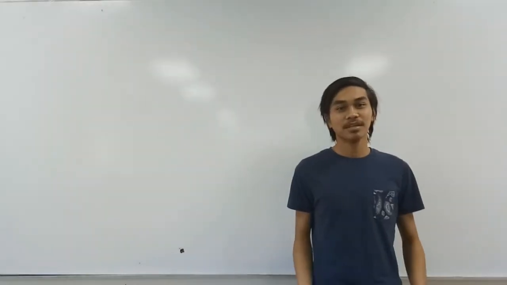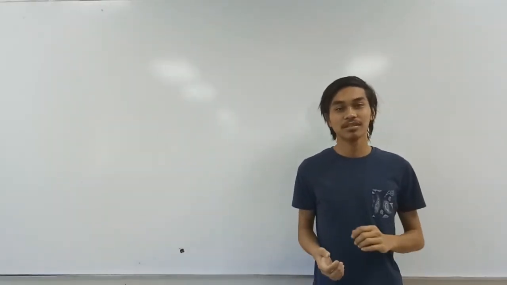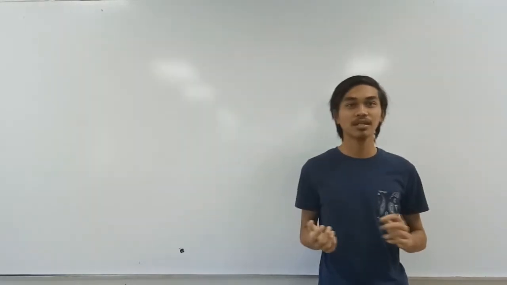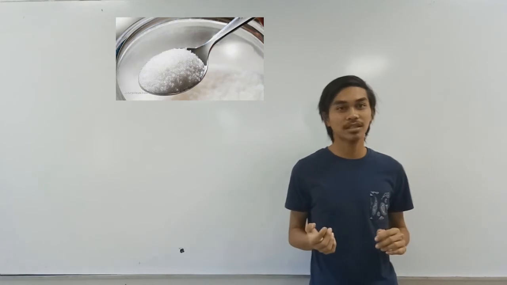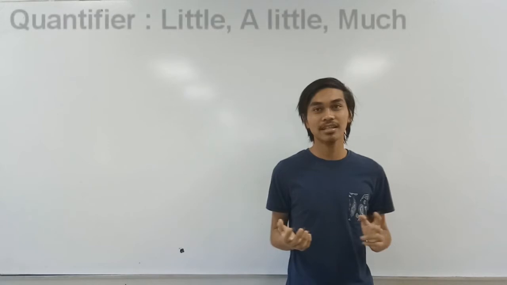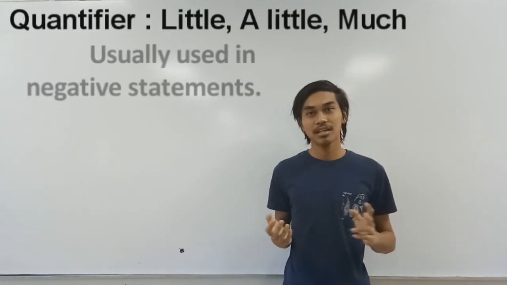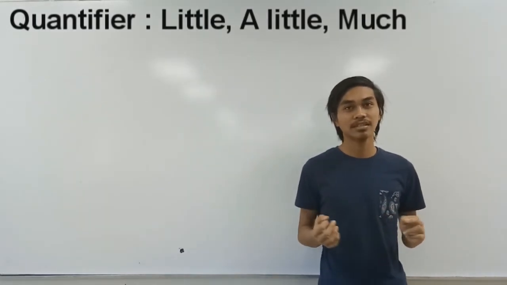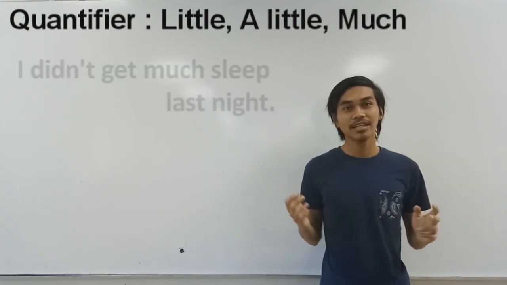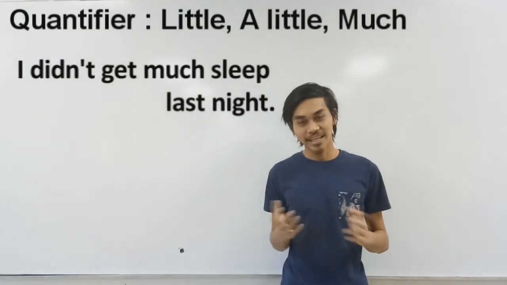I'm going to talk about uncountable quantifiers, which are little and much. First of all, uncountable nouns are things that cannot be counted, for example, sugar, music, milk, and many more. These quantifiers, which are little, a little, or much, are usually used in negative statements. Examples of negative statements are we don't have much sugar, or I didn't get much sleep last night.